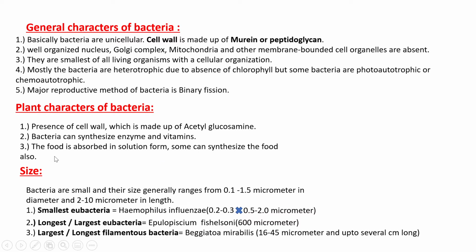When we go to the size of bacteria, bacteria are small and their size generally ranges from 0.1 to 1.5 micrometer in diameter and 2 to 10 micrometer in length. These are very important from the point of view of exams. The smallest bacterium is Haemophilus influenzae. The longest or largest bacterium is Epulopiscium fishelsoni, and the largest or longest filamentous bacterium is Beggiatoa mirabilis. These three are very important.